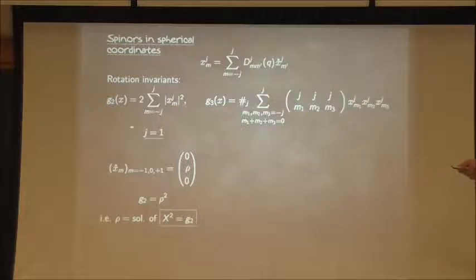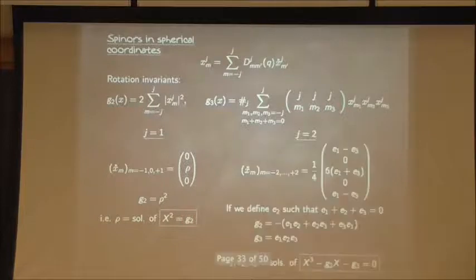And remember what we did in the Gibbons-Hawking case. So I chose a reference vector of this sort. Now if I compute G2 for this one, I'm going to get the length squared. The second invariant is going to give me a trivial 0. Anything higher is going to give me a trivial 0. So I don't need to bother. So we can write this in a slightly awkward way. Rho is the positive solution of the equation x squared equals G2. It's going to become relevant when I look at the j equals 2 case.